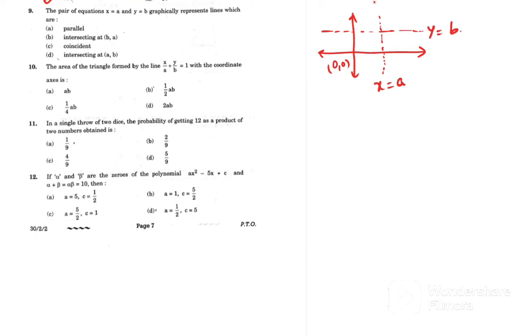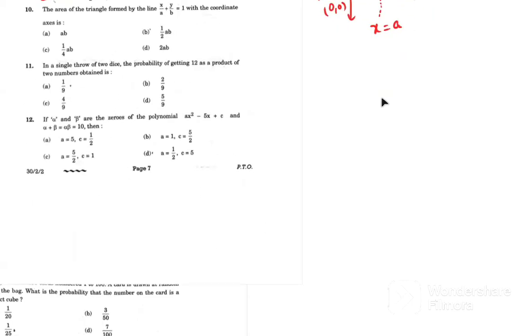Then option B says intersecting at b comma a, right? So we all know that in Cartesian coordinates, x is the independent variable, right? So how to define this point? a will come first and then followed by b, right? So they are intersecting at the point a, b. Okay, so option D is correct for this, right? Moving on to question number 10.